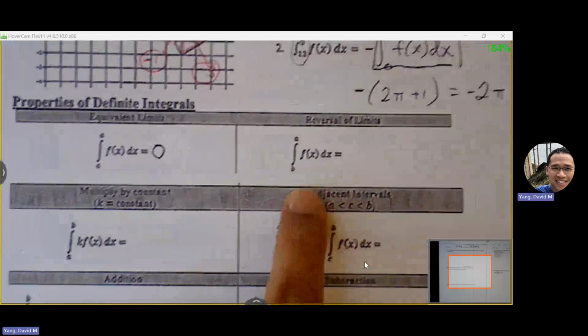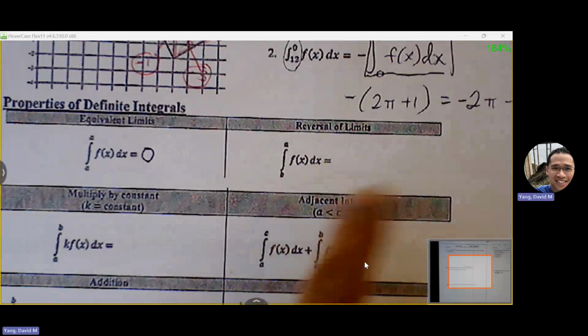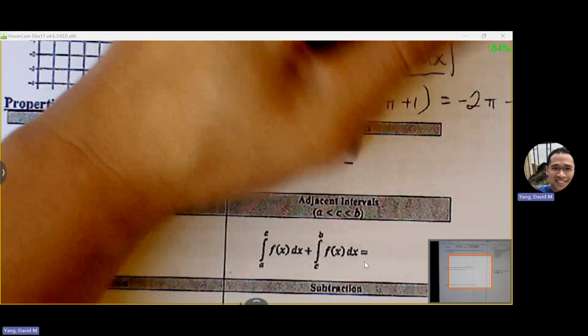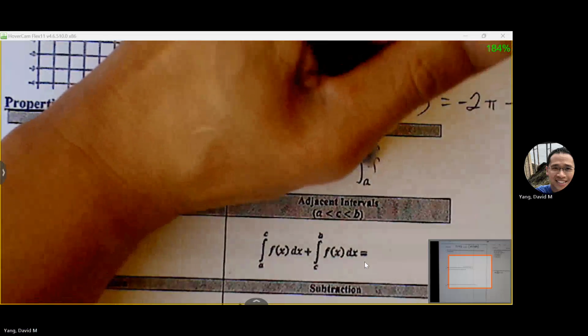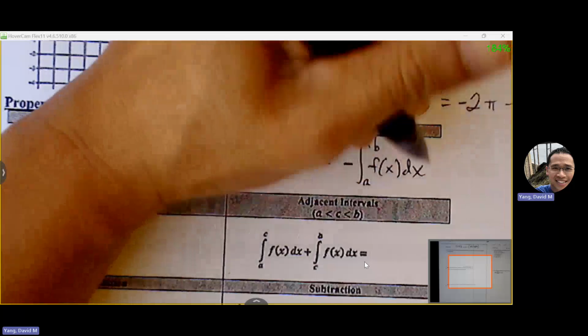And reversal of limits: if I want to change the bounds, I can always flip the bounds. Just make sure you pull a negative out, like how we did with the example above.